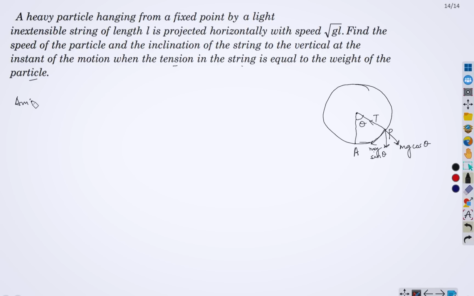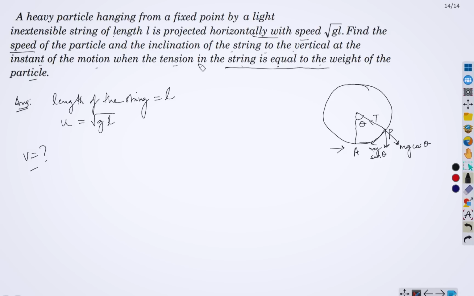So let us first note down the data given in the problem. The length of the inextensible string is L. The horizontal speed U, acting along this direction, is square root of GL. Only these two conditions are given to us. So what do we have to determine? We have to determine the speed of the particle, that is V, and the inclination of the string to the vertical at the instant of the motion when the tension in the string is equal to the weight of the particle.